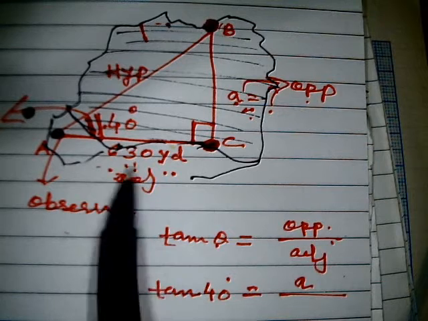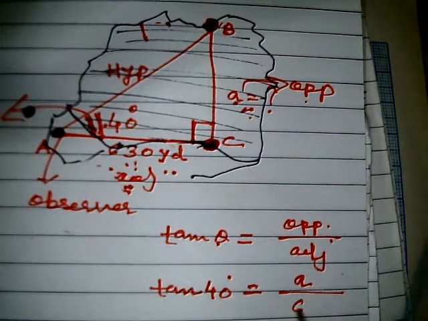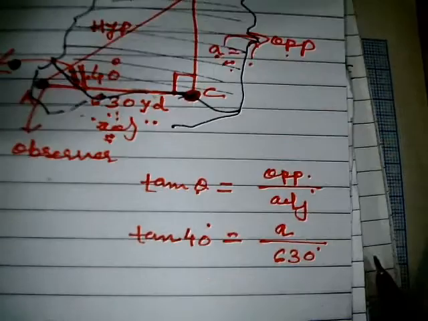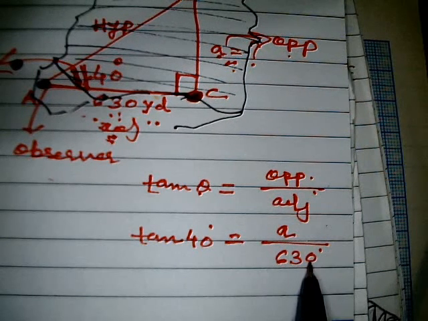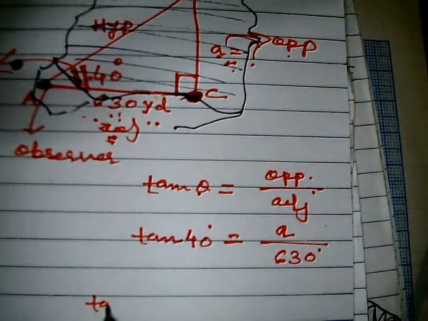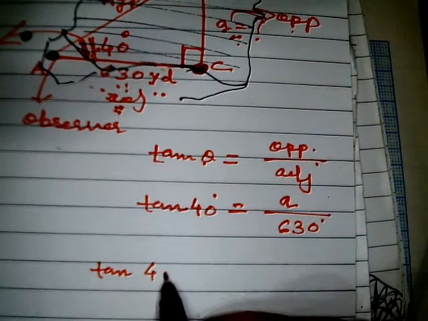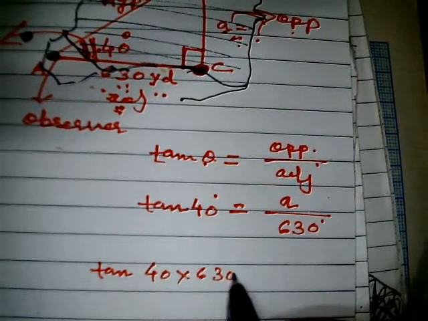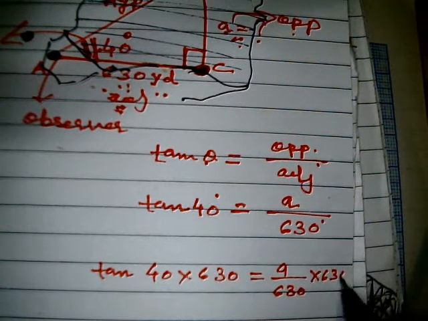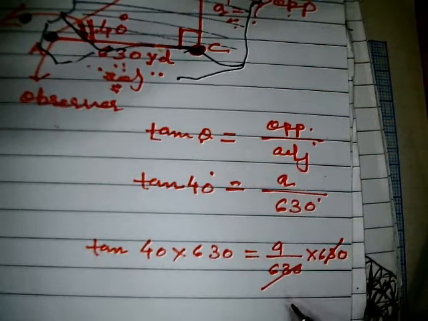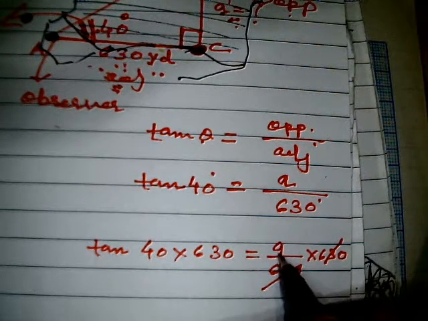Now to calculate the value of A, I need to remove this 630 from here. So I am going to multiply both sides by 630. A upon 630 into 630: as you multiply, 630 cancels out. So what is left is A. Now the tan 40 value you need to calculate with the help of a calculator.